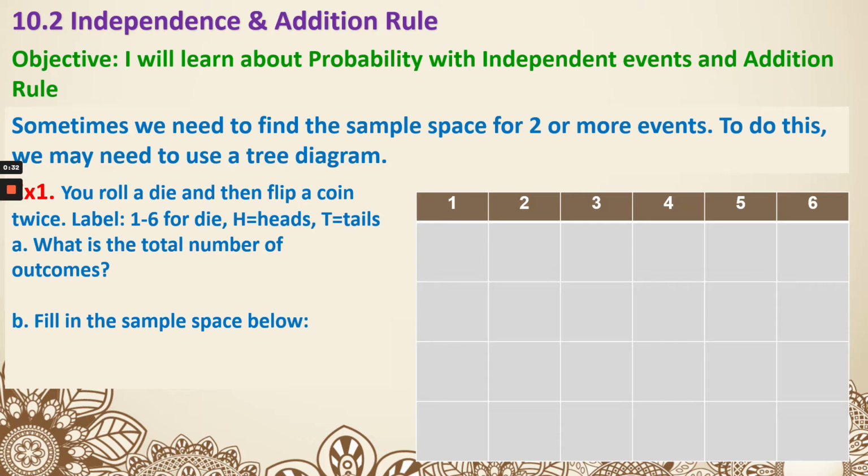You roll a die and then flip a coin twice. Label 1 through 6 for the die, and H for heads, T for tails. It's asking what is the total number of outcomes, and also asks you to write out the sample space. So you see a table on the right side. The first row is already filled out. These are 1, 2, 3, 4, 5, 6, and these are the die, the possibilities of rolling a die. We're just separating them so that we can record what's going to happen when we flip the coin.